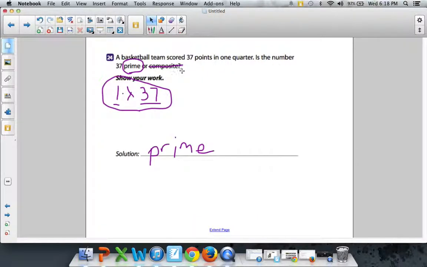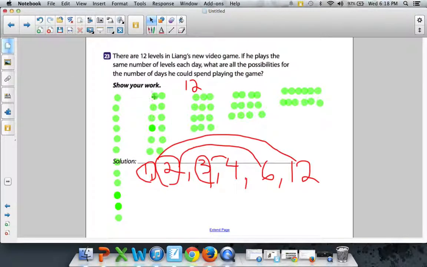All right, guys, that one was pretty easy actually. This one's harder if you can't see that 1 times 37 is the only way it works. This first one's the hardest one because we had to do so much work, and the way the question is asked, you might think, what do they want from me here? They want you to show all the different ways you could play the same number of levels each day. And then after you make a picture or whatever, you can write all your answers down, and look, you've got all the factors. So pictures can help you figure out factors. And we'll work some more on that together if you think we need to.